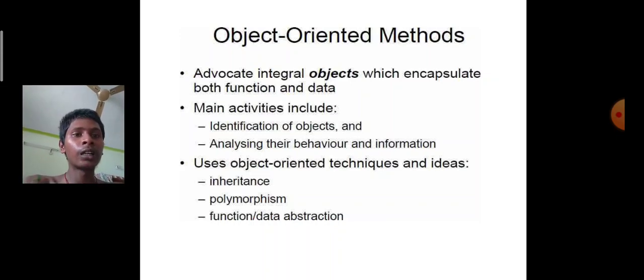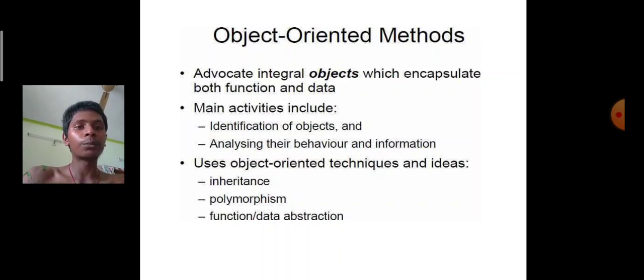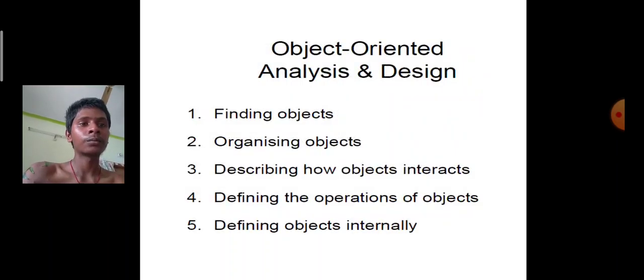Object-oriented methods advocate integral objects which encapsulate both function and data. Main activities include identification of objects and analyzing their behavior and information. It uses object-oriented techniques and ideas: inheritance, polymorphism, function and data abstraction.